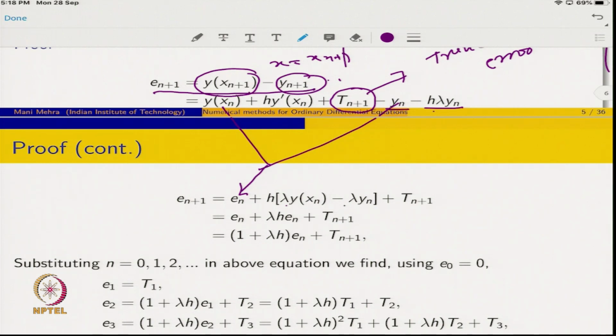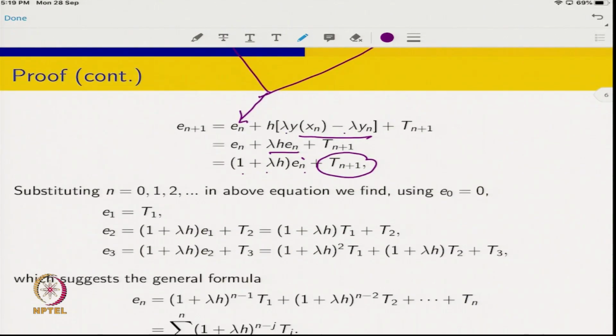So, again by rearranging the terms I get En, and then lambda h, lambda I can take common from here, and then y(xn) minus yn will be En plus Tn+1. So, again (1 plus lambda h) En plus Tn+1. Tn+1 is a truncation error as we have already seen.